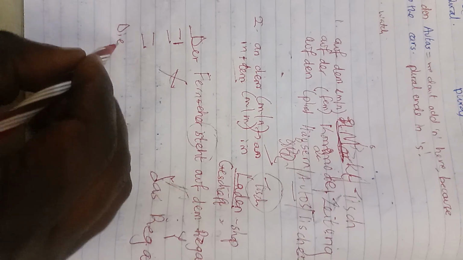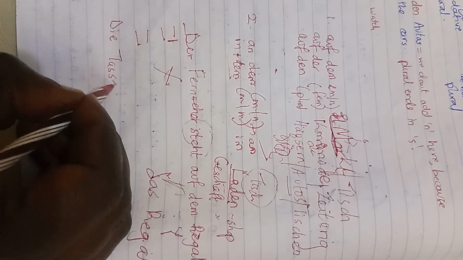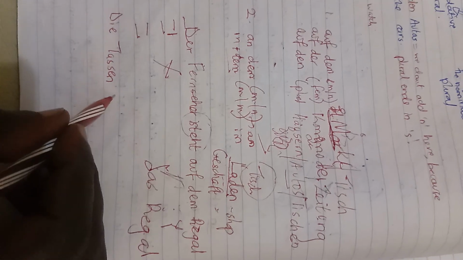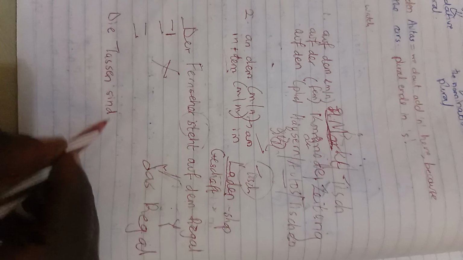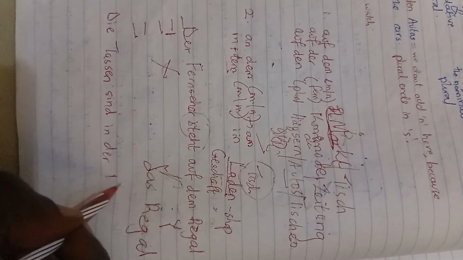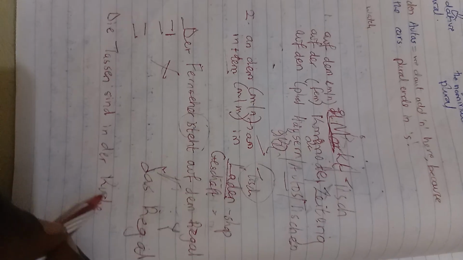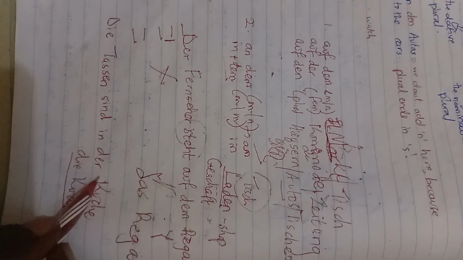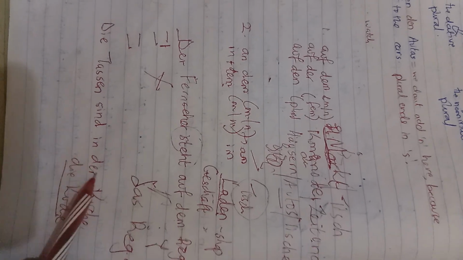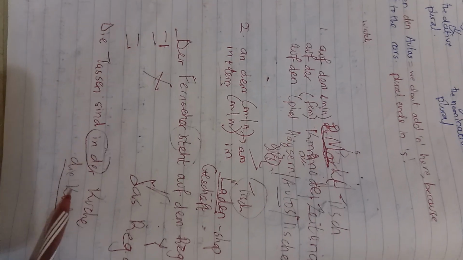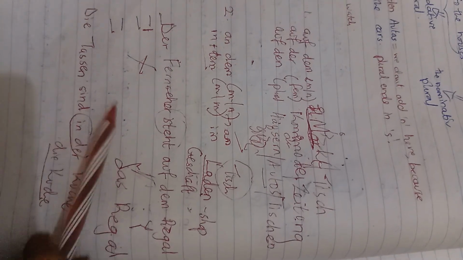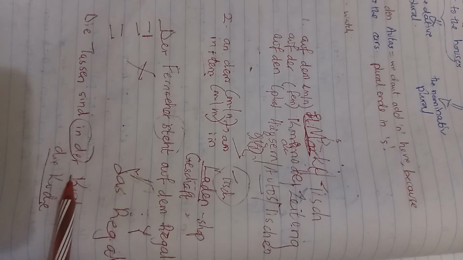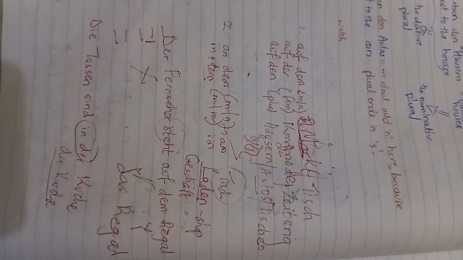Okay, I can say the cups are in the kitchen. So I'm trying to write here. Let me write well. Sorry for my handwriting. I'll try to improve it, my dear YouTube subscribers. So the Tassen, the cups, sind, they are in the kitchen. The cups are in the kitchen. Because the German word for kitchen is die Küche, therefore what we have is in der. I use this one for the feminine. You see that? So die Tassen sind in der Küche. The cups are in the kitchen. Very important to understand that. And that is wonderful. So that marks the end of today.